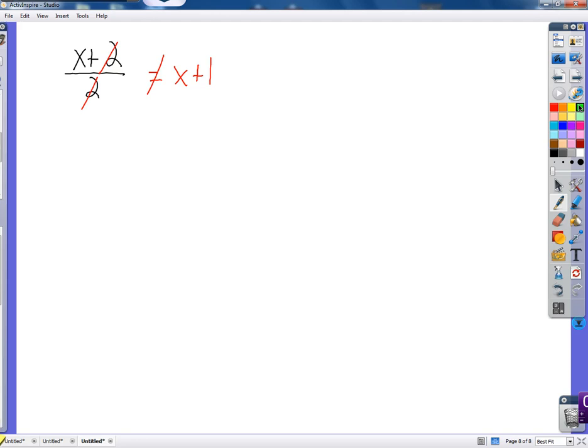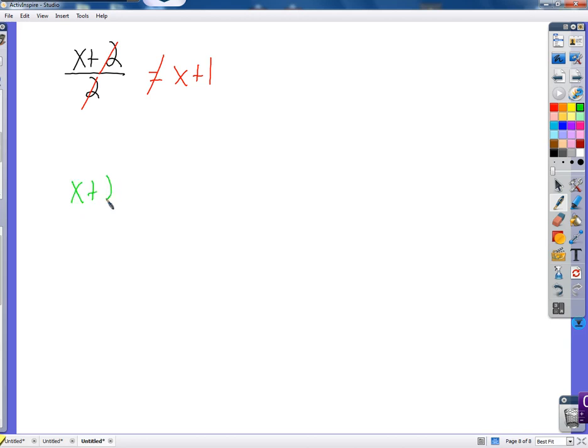So what's the numerator of this fraction? X plus 2. Not x and not 2, but x plus 2, the whole thing. Okay? So if I wanted to cancel something out with the numerator, then the numerator would have to have a factor of whatever that is. Okay? Which means, let's look at this problem.